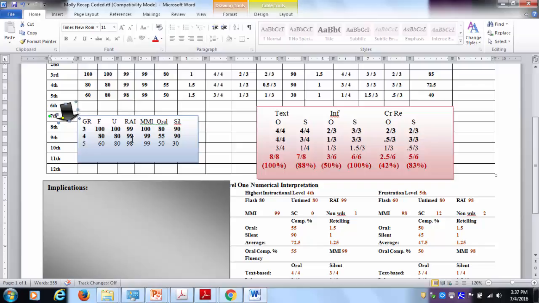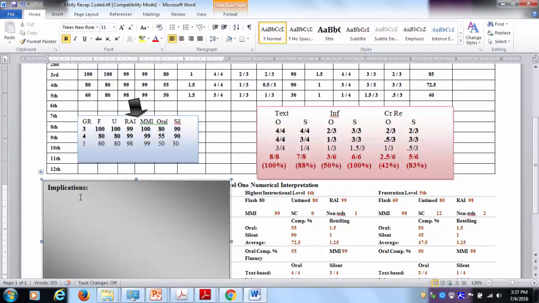Now, the minute we get here at the RAI and the MMI, notice we're looking at scores of 99 and 100 and 99 and 99. So even while Molly had difficulties with recognizing isolated words, she didn't have those same difficulties when it came to context. So, when it comes to word recognition, are we ready to jot some notes down? We need to be sure that we avoid an isolated format for instruction.